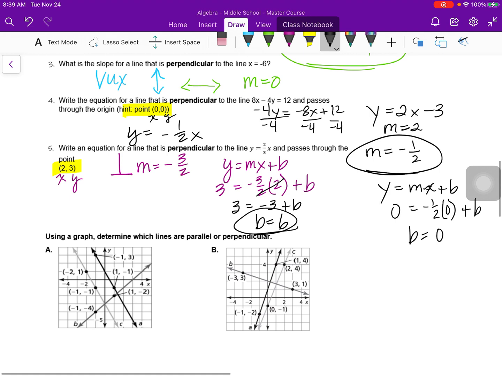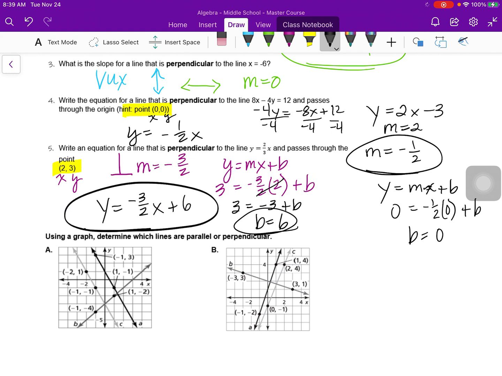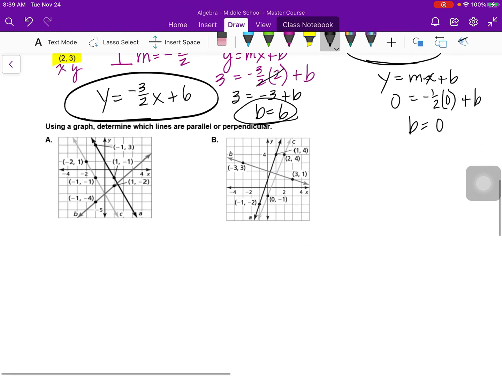So once you find your y-intercept, you take your y-intercept and your perpendicular slope and you write the equation of the line. So y is equal to negative 3/2 x plus 6. So my line has to have a slope of negative 3/2 and it has to have a y-intercept of 6.